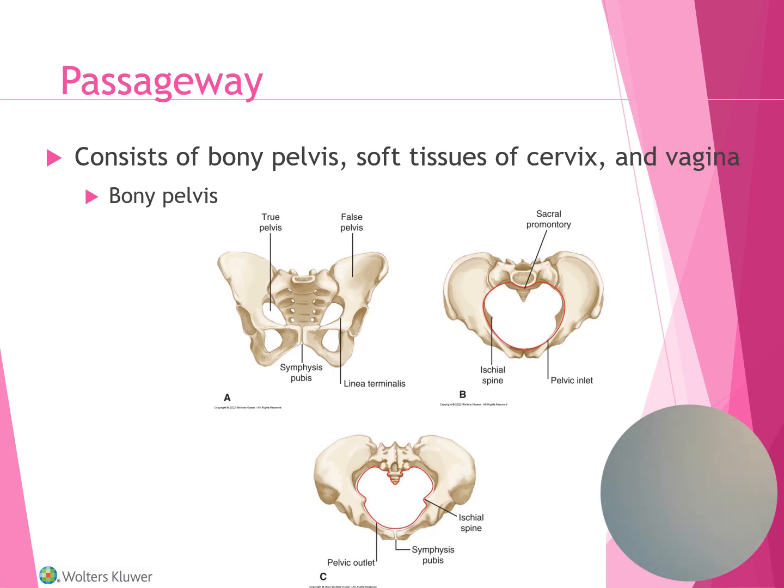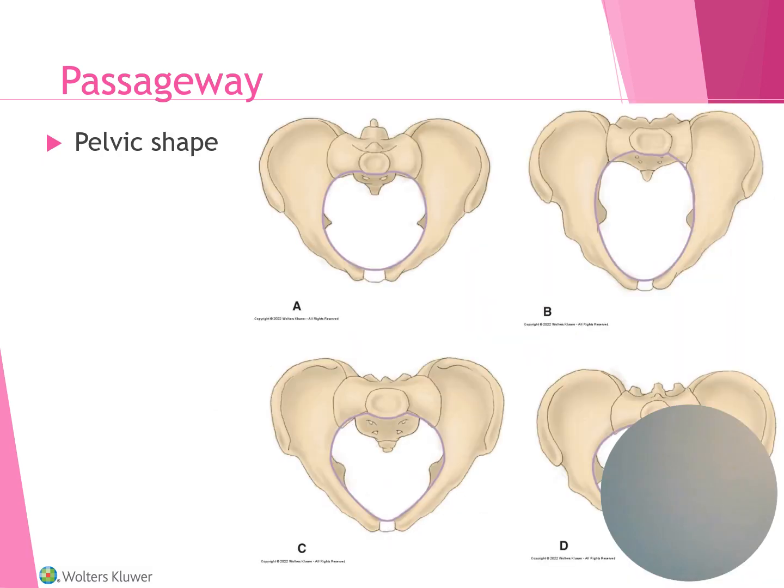So this involves the passageway. It shows the different structures of the pelvis. This shows the different shapes of the pelvis. The gynecoid is the most favorable. The anthropoid is elongated. The android is heart-shaped. And the platypelloid is the least common, and it will usually require a cesarean delivery.